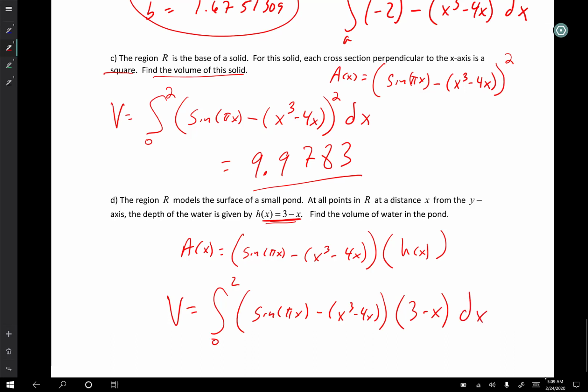So let's do that. Math, integral 0 to 2 of, open parenthesis, alpha trace y1 minus alpha trace y2, close parenthesis, times 3 minus x, close, dx. And I got a volume of 8.36995. And there it is, guys.